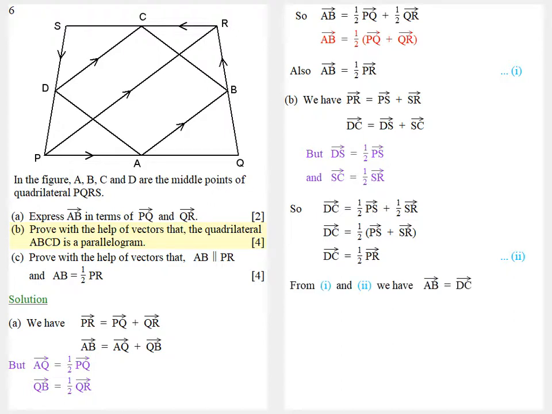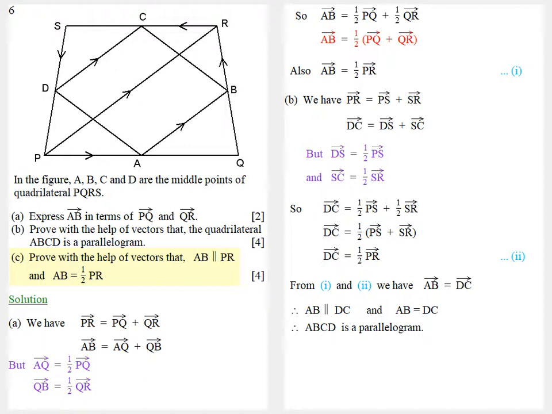Now from equations 1 and 2, we have the vector AB is equal to the vector DC. But if two vectors are equal, it means both that they're parallel, but also that they're equal in length. So AB is parallel to DC, and AB is equal to DC. Now if the opposite sides of a quadrilateral are parallel and equal, then the quadrilateral is a parallelogram. So ABCD is a parallelogram.